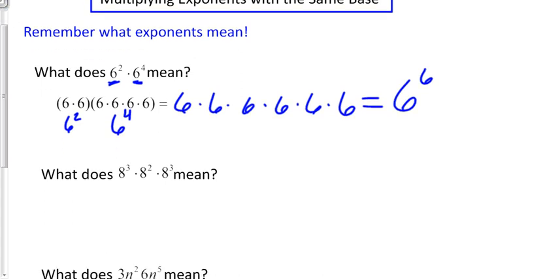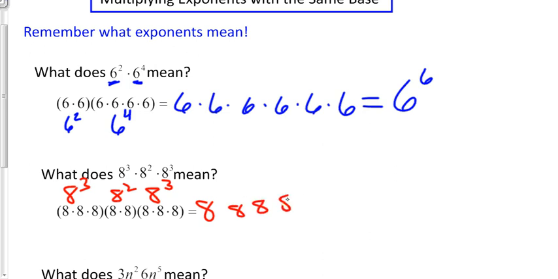If I have 8 to the 3rd times 8 squared times 8 to the 3rd, well, here's the 8 to the 3rd. This is 8 squared. This is also 8 to the 3rd. It's just 8 times 8 times 8 times 8 times 8 times 8 times 8 times 8, and if I count all of this up, I have 8 to the 8th.